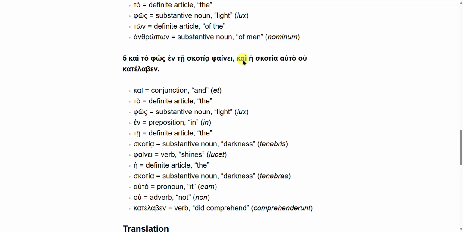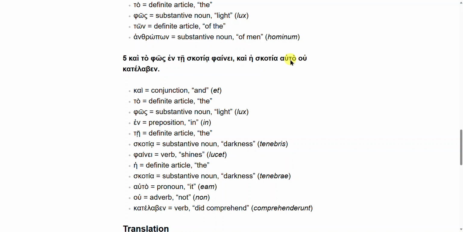Kai, the conjunction and, he scotia. So here we saw te scotia, because this was in the dative case. We have the dative case of the definite article. Here we see the nominative case of the definite article. And the scotia, darkness.